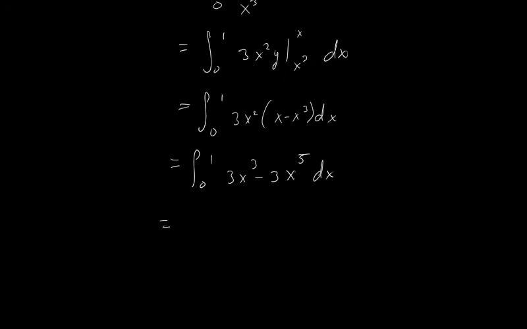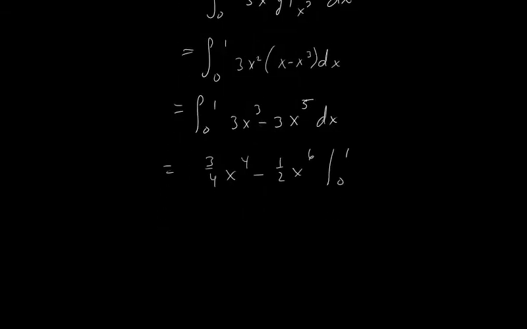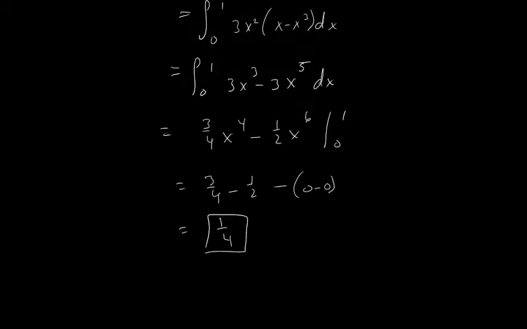Integrate. So this becomes 3/4 x to the 4th minus 3/6 or 1/2 x to the 6th evaluated from 0 to 1. So at 1, that's going to be 3/4 minus 1/2 minus at 0, it's 0 minus 0. So this is just going to be 3/4 minus 2/4 is 1/4. Okay, let's have another example.